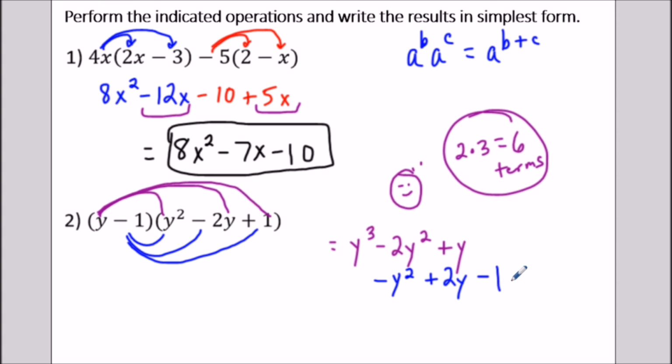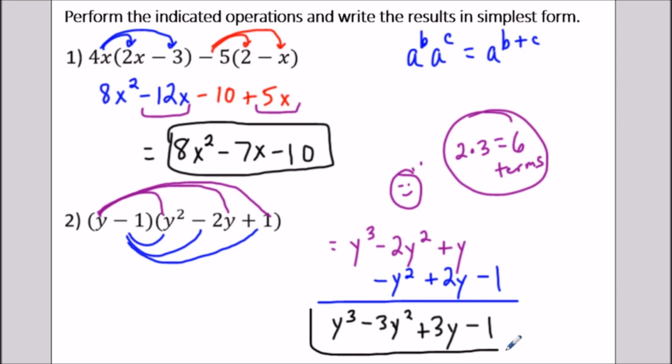So you remember what we said before, that there has to be 6 terms. Notice we have 1, 2, 3, 4, 5, 6 terms. So that tells me for sure that I found all of them. Now just add the like terms. We only have 1y to the third. We have negative 2y squared minus y squared, which is negative 3y squared. And then we've got y plus 2y is 3y. And then a minus 1 at the end. So our final solution to the second question is y to the third minus 3y squared plus 3y minus 1.